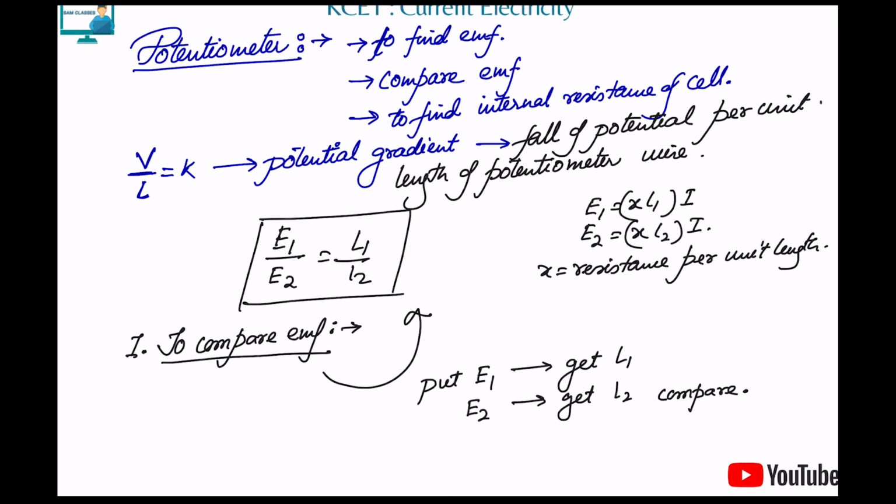So we can use this formula; I'm not going into much detail. E1 by E2: when we connected one of the batteries, the fall was this much length. When we connected the other battery, the fall was this much length. So E1 by E2 is equal to L1 by L2. Done. To compare the EMF, first you put the E1 battery and get the length L1, then you put the E2 battery and get the length L2. Now you can compare which one is more and which one is less.